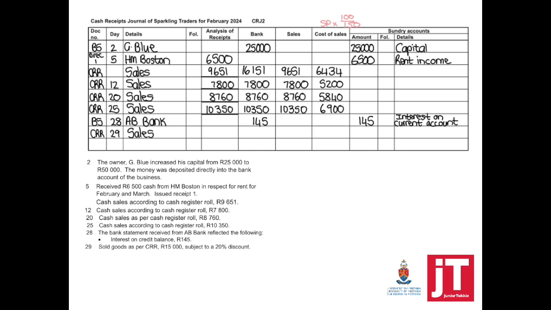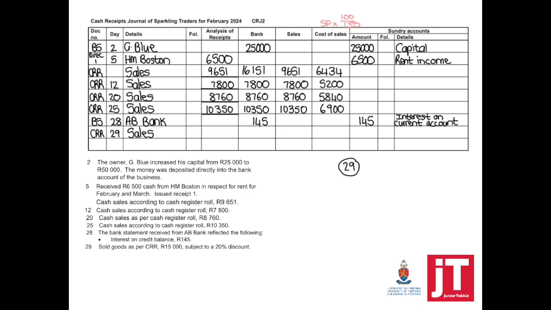On day 29, sold goods as per cash register roll, 15,000, subject to a 20% discount. So now it becomes a little bit more challenging. The source document, these are the easy part, is cash register roll. On day 29, sales, but now there's a calculation.